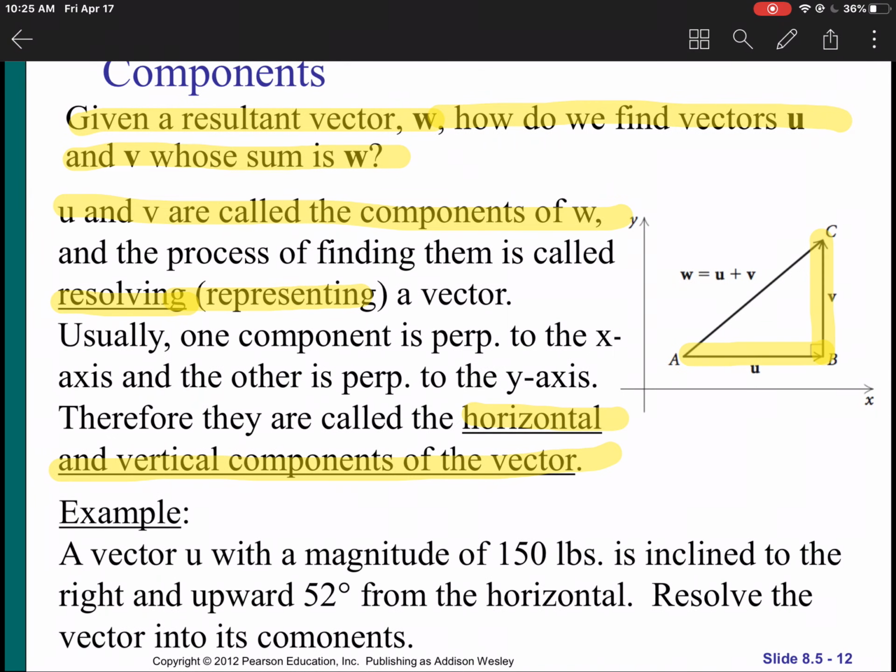that's the length of the hypotenuse of that triangle. Right? And if we know one of our angles, then I can use our basic right triangle trig to find the lengths of the two sides, right, using basic right triangle definitions of our trig functions. So for example, I've got a vector u, magnitude of 150 pounds, which is inclined to the right and upward 52 degrees from the horizontal. Resolve the vector into its components.